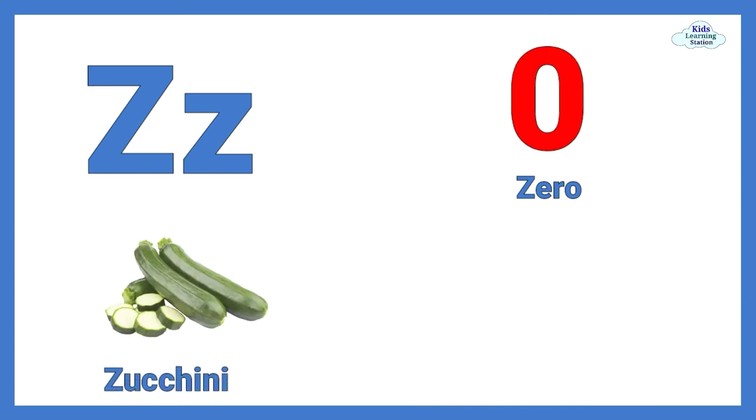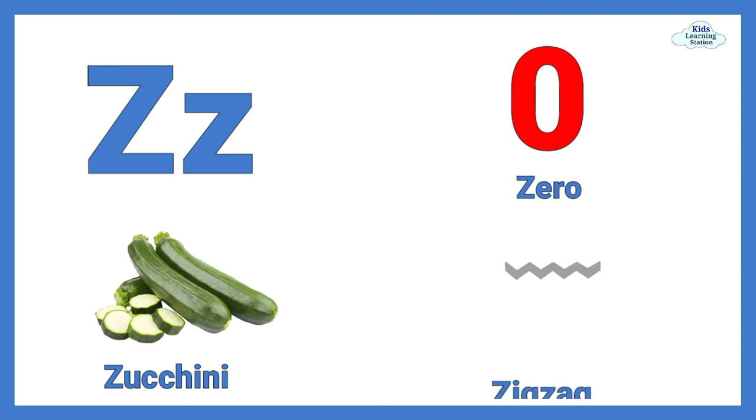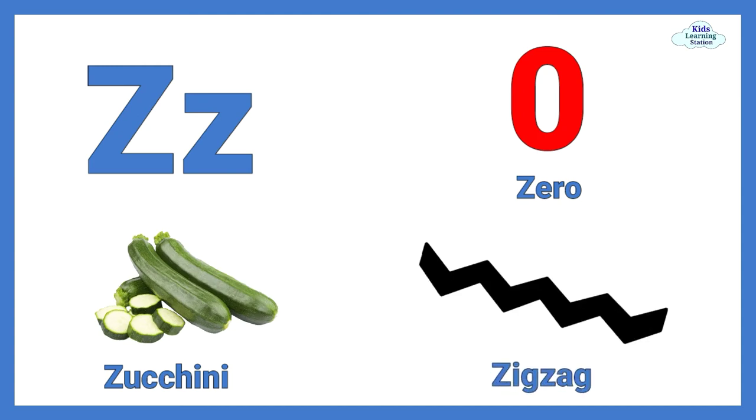Z is for zero. Zero. Zucchini, zucchini. Zigzag, zigzag.